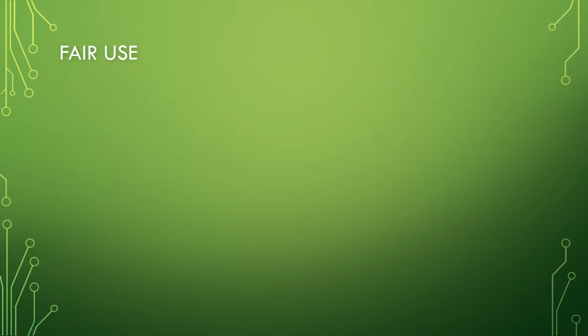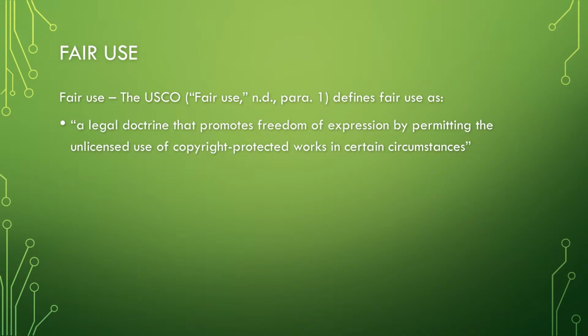Fair use is kind of the flip side of copyright, whereas copyright is the protection offered to material that people have created. Fair use is the ability for other people to use copyrighted material without the permission of the creator. And the USCO, the United States Copyright Office, defines fair use as a legal doctrine that promotes freedom of expression by permitting the unlicensed use of copyright protected works in certain circumstances.